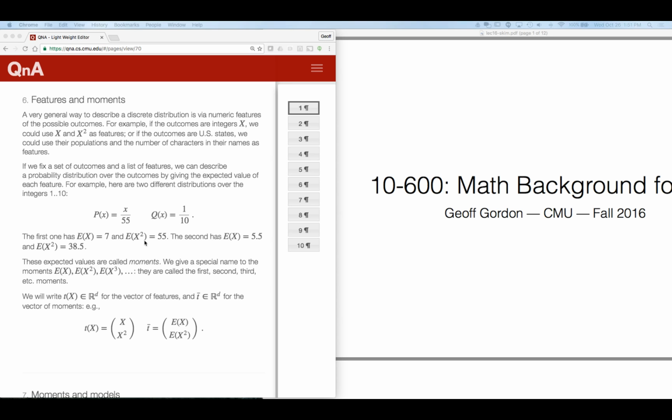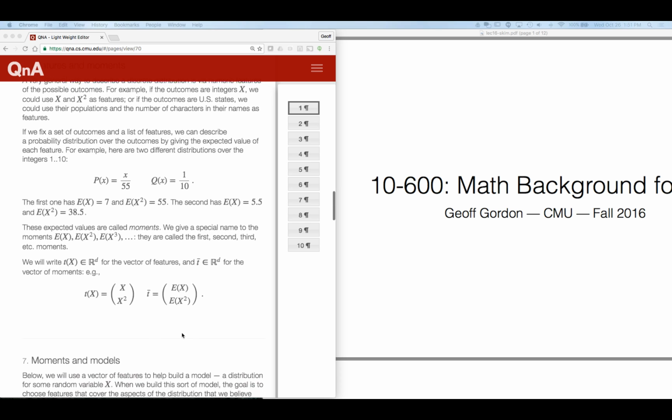All right, so just to have some notation, I'm going to write t of x for the vector of features. So t of x could be x and x squared. I'm going to write t bar for the vector of moments, meaning the expected value of x and the expected value of x squared if we sample x from our distribution. All right, so features are a good way to describe distributions.